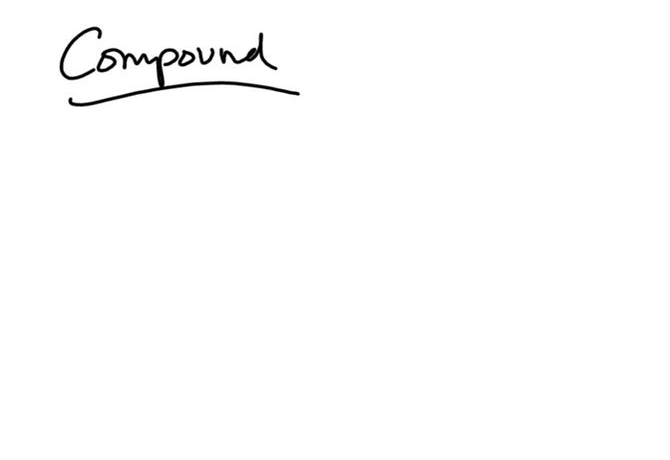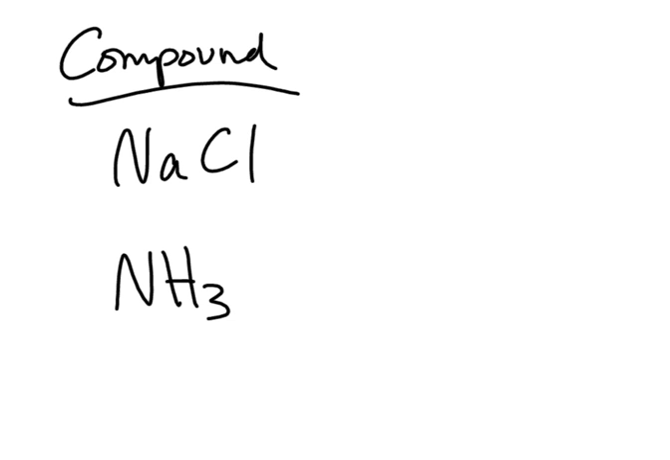So for example, if I was to take three examples: sodium chloride, ammonia, and nitrogen gas. Looking at these three, if I'm trying to identify it as a compound or not, I really need to see if there is more than one element represented. The easiest way to do this is to count the number of capital letters. If there's more than one, it's a compound.